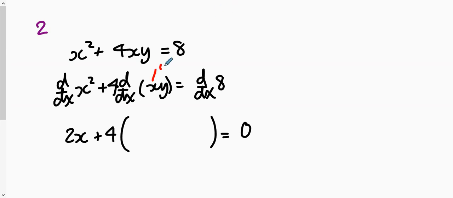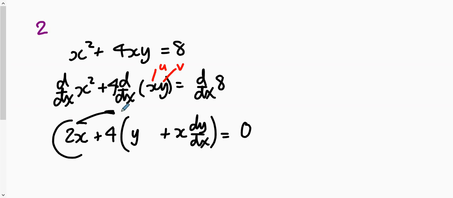So again, we'll call that u, call that v. And the product rule is v du by dx, so that's y times d by dx of x. Now that's going to be 1, plus u, that's x, times dv by dx, so that's dy by dx. So now I want to isolate the dy by dx. y times 1 is just y. So now I take the 2x over, so I get 4 bracket y plus x dy by dx equals negative 2x.